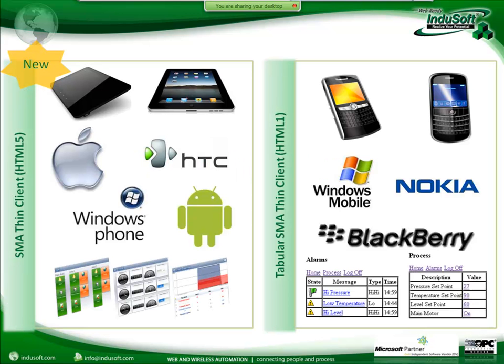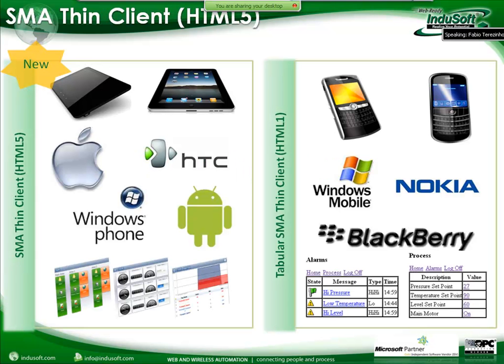So having said that, let's get started. The first major enhancement I'd like to demonstrate is the Studio Mobile Access Thin Client. In version 7.0, and even in previous versions, we had an SMA solution, Studio Mobile Access, which was renamed now in version 7.1 to Tabular SMA Thin Client.